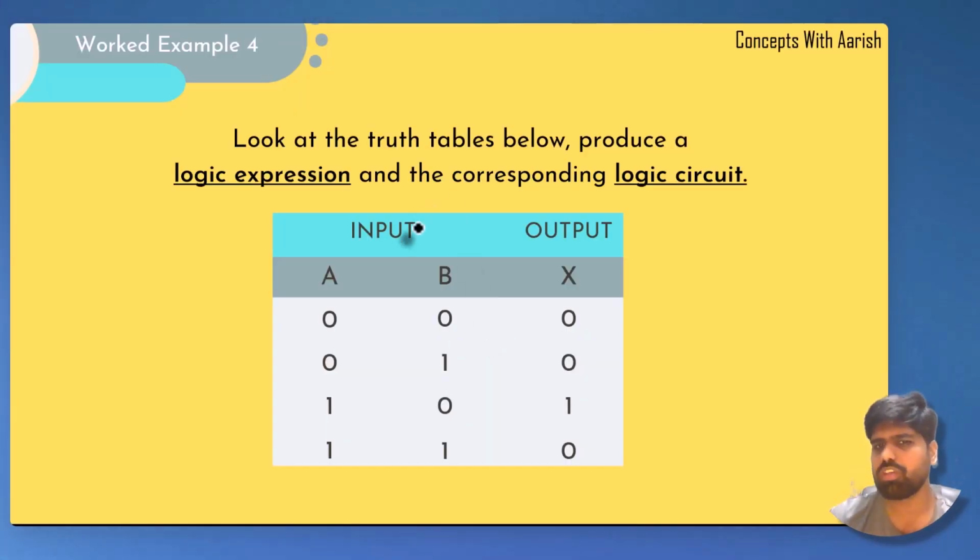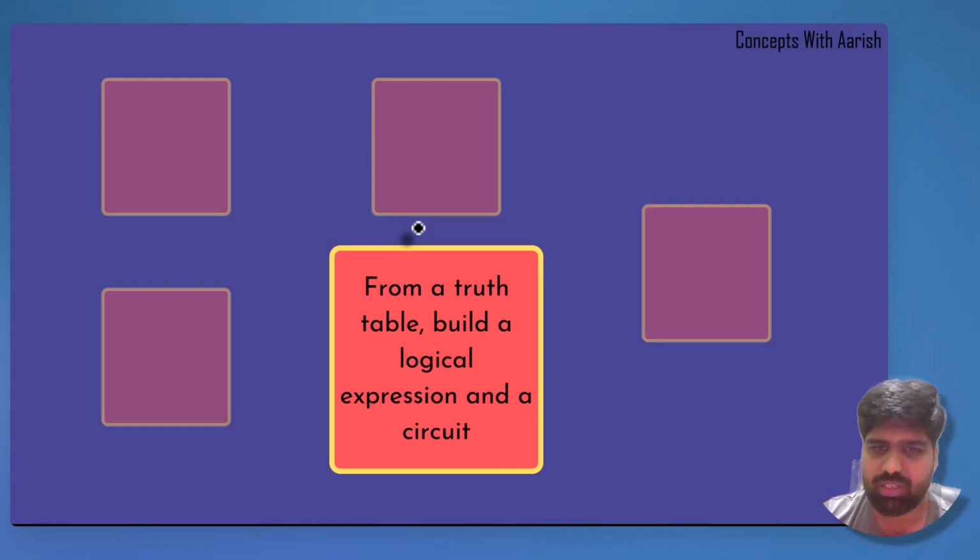So that's one of the most watched problems, most concerning problems among the students. They don't know how to do it. Okay, so let me start again from here. From a truth table, build a logic expression and a circuit. That's one of the most confusing topics to the students.